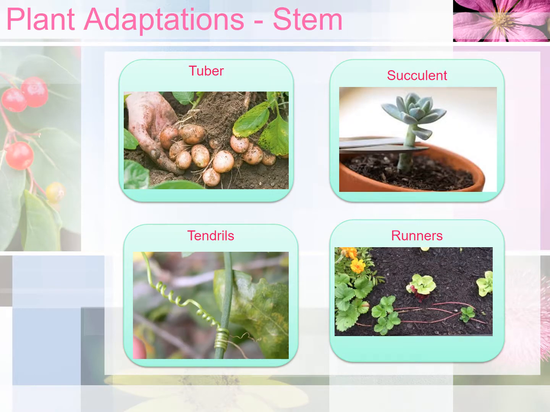We have some stem adaptations. You have tubers, which are like your potatoes. You have succulents. We have tendrils, and we have runners. If you look at those images, those are all examples. Succulents are very popular these days.